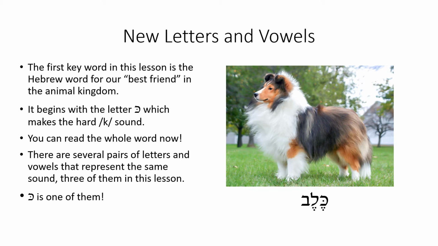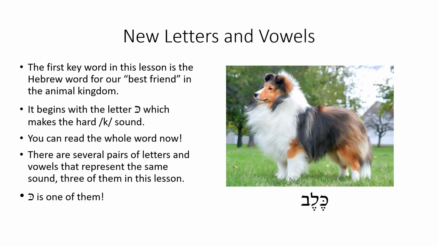The first key word in this new lesson is kelev. Kelev is the Hebrew word for our best friend in the animal kingdom, and it begins with the letter kaf, which makes the hard K sound, ka, kelev. Now you can read the entire word.